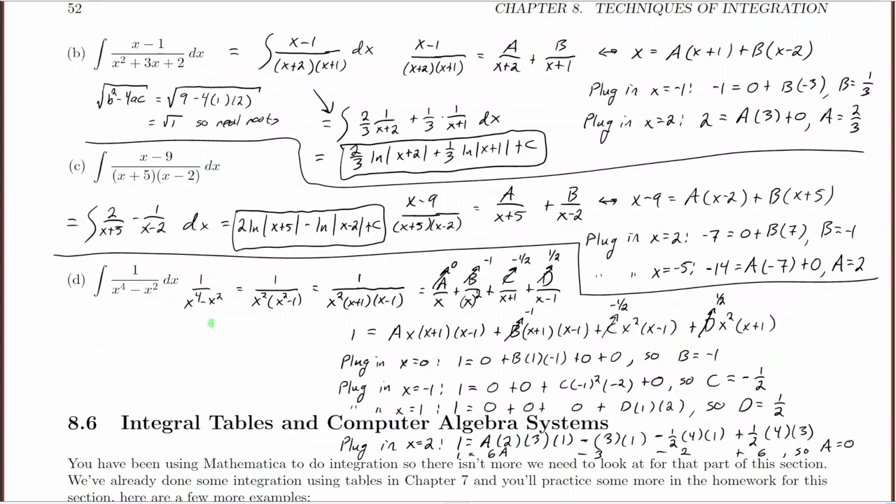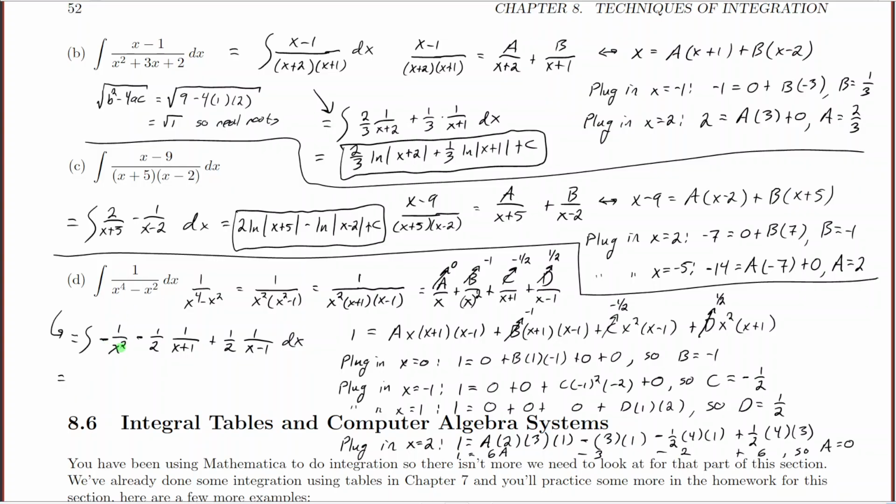So then we're going to integrate that. That means our integral turns into -1/x². Try to make that a little bit neater. -1/x² minus 1/2 times 1/(x plus 1) plus 1/2 times 1/(x minus 1). And then integrate each of these.